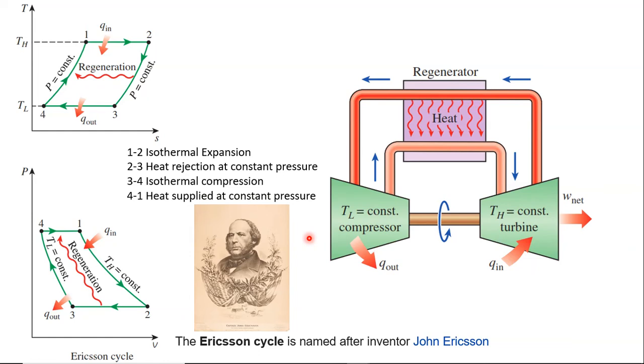Next cycle we will see the Ericsson cycle. Now the Ericsson cycle, as I had told you before, is similar to the Brayton cycle. Here we have a compressor and turbine. Instead of isentropic compression and isentropic expansion processes, we have isothermal compression and isothermal expansion processes.